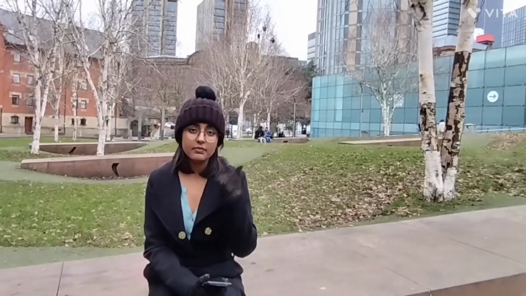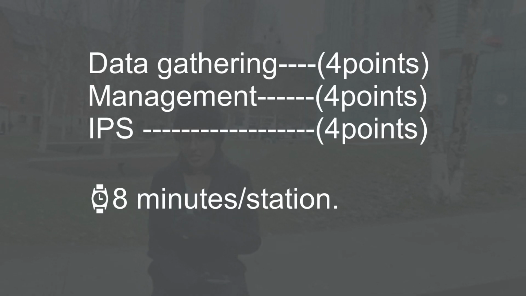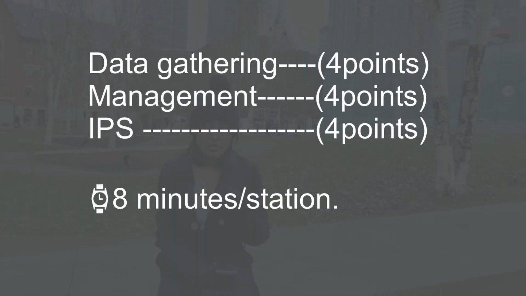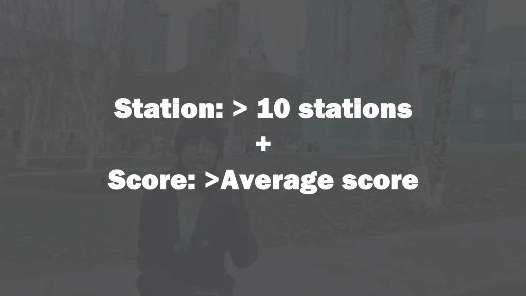There are 3 areas you'll be scored on: the data gathering, management and interpersonal skills. So each of these areas, they carry 4 points. That means 12 points in every station. And you get about 8 minutes to finish each station, right? In order to pass the exam PLAB 2, you need to pass at least 10 of these stations, and get a score above the average score of that day.